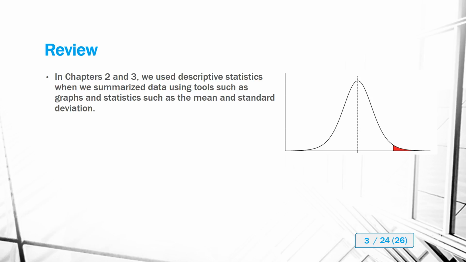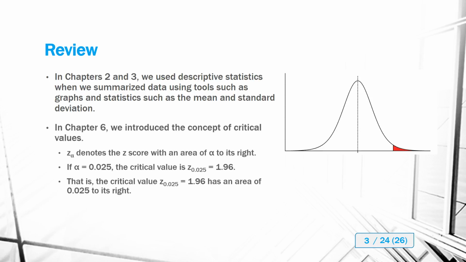These characterize distributions. Now in chapter 6, we're going to introduce the concept of critical values. So z sub alpha is what we're going to use to denote the z-score with an area of alpha to its right. So let's say, for example, that alpha is 0.025. Well, then the critical value will be z sub 0.025, which we use technology or we go old school and use the tables, we find is 1.96. So what that means is that the critical value, z sub 0.025 equals 1.96, has an area of 0.025 to the right.